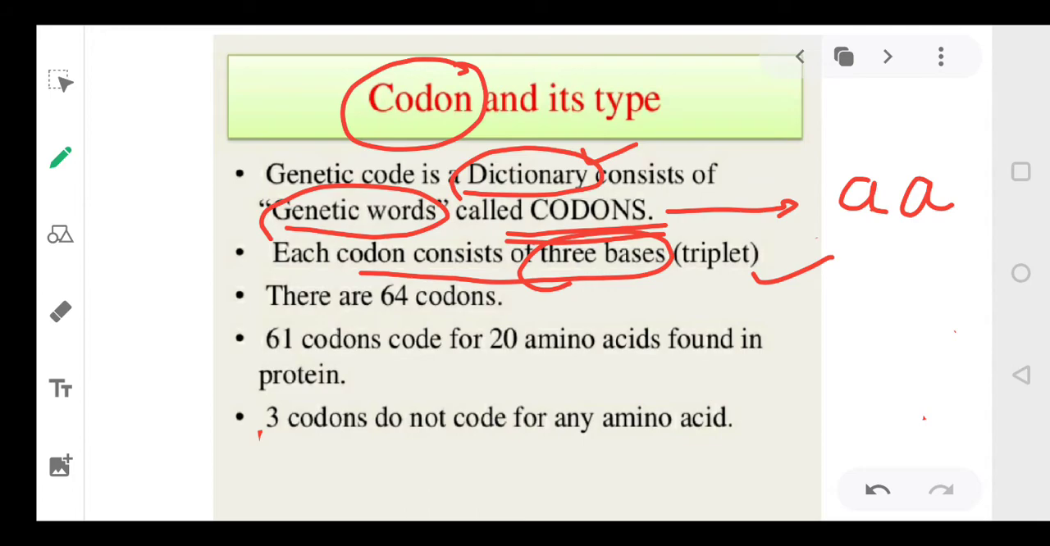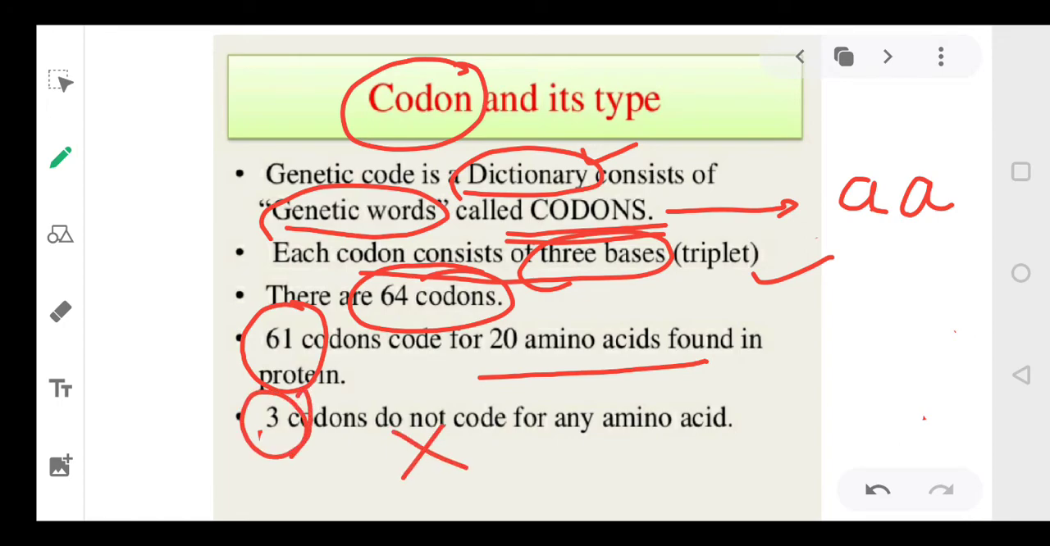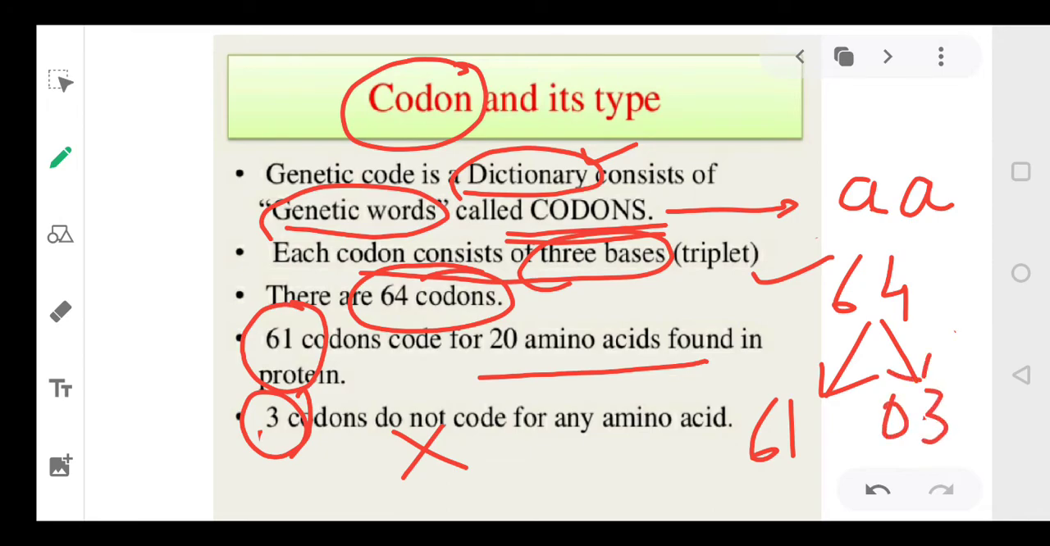So the codons are triplet, and in total we have 64 codons. We have 64 combinations. 61 codons will code for the amino acids, while 3 codons do not form any amino acids. So total we have 64 combinations. 61 will code for amino acids and 3 will not code for any amino acid. Clear?